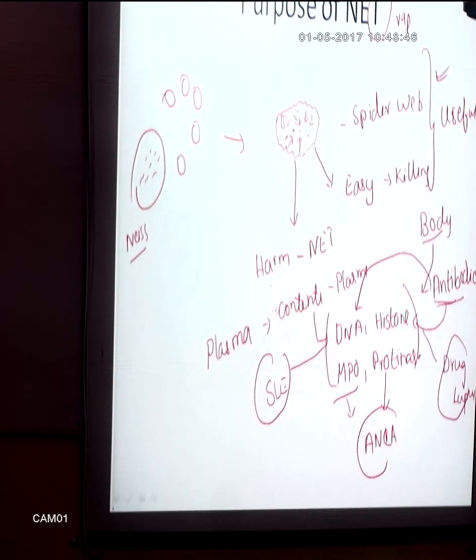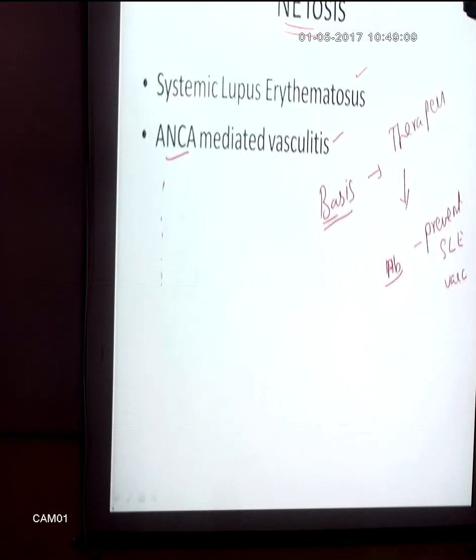What is harmful is, the contents of the neutrophil will go into the plasma. That's the DNA, histone, the MPO and the proteinase of the neutrophilic granules. So when this comes out into plasma, my body's intrinsic response is to produce antibodies against this. When it produces antibodies, it will result in diseases called SLE, systemic lupus erythematosus, and ANCA-mediated vasculitis. These two are now called netosis.